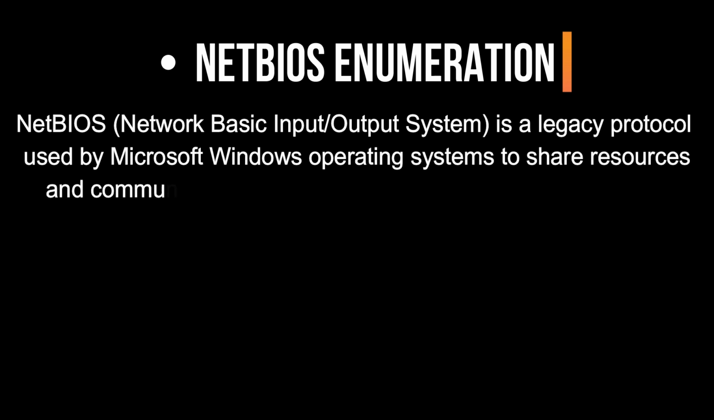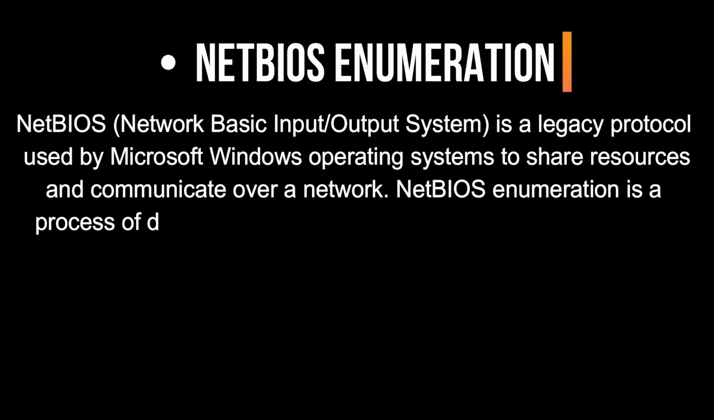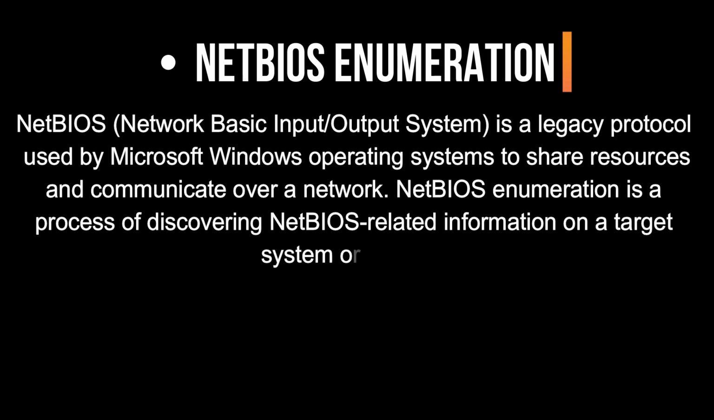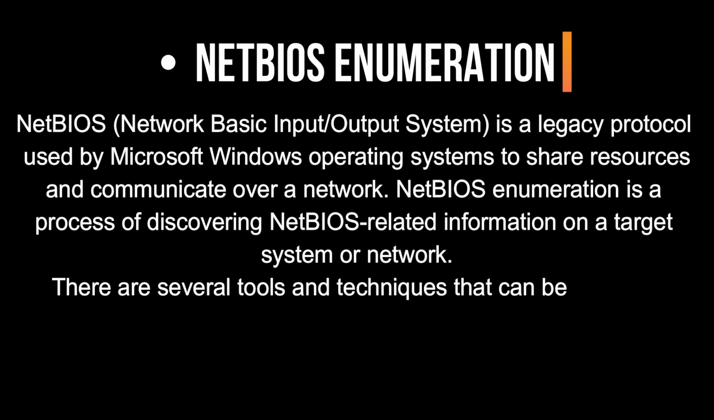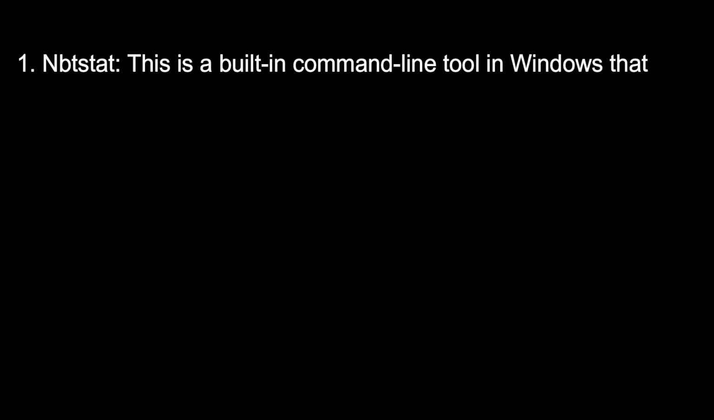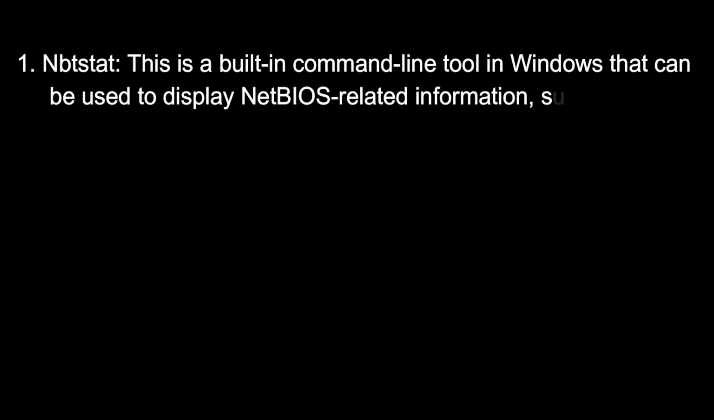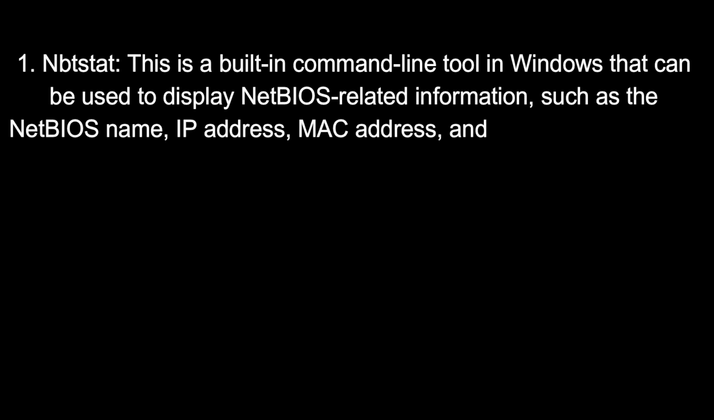NetBIOS enumeration. NetBIOS, Network Basic Input-Output System, is a legacy protocol used by Microsoft Windows operating systems to share resources and communicate over a network. NetBIOS enumeration is a process of discovering NetBIOS-related information on a target system or network. There are several tools and techniques that can be used for NetBIOS enumeration, including 1. NetStat. This is a built-in command line tool in Windows that can be used to display NetBIOS-related information, such as the NetBIOS name, IP address, MAC address, and the services running on a target system.